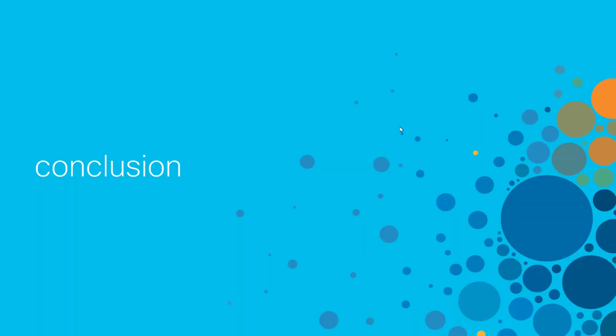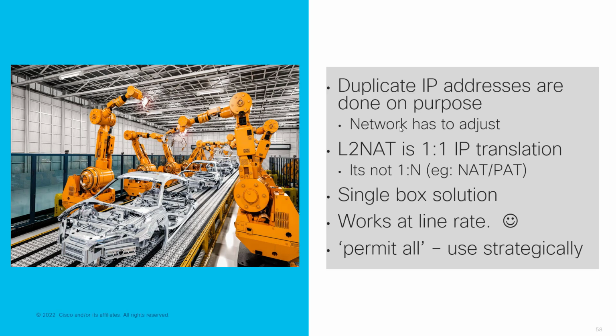So let's wrap this up. They duplicate the IP addresses on purpose. It just makes the machine software development easier. And the Cisco IE switch solution is one-for-one, one inside for one unique outside. It's a single box solution. We talked about this in the part 1 video, where the alternate solutions are to use a layer 3 device such as a router or a firewall. That just adds a lot of complexity and one more device to manage. Be careful with your permit all.